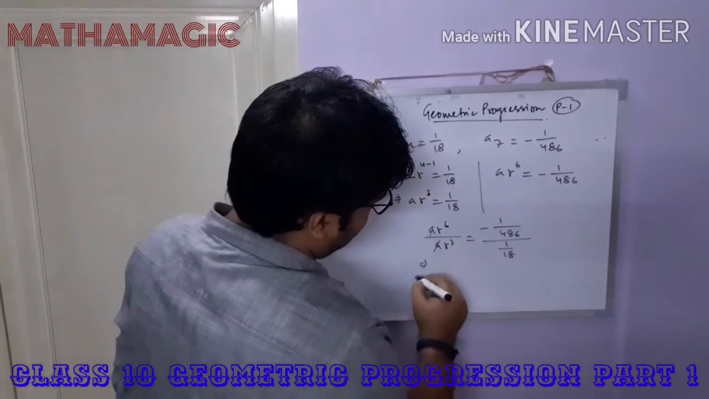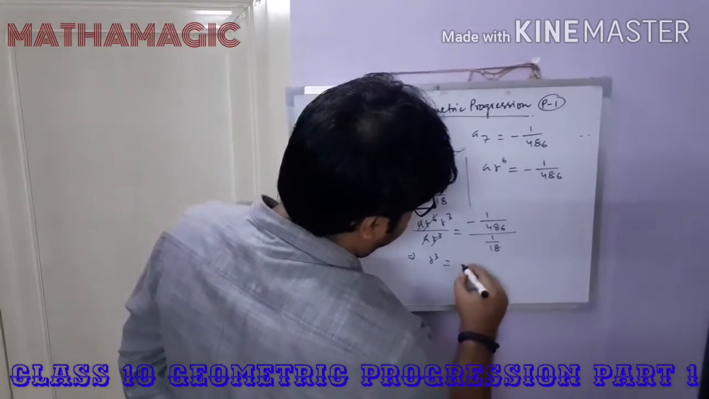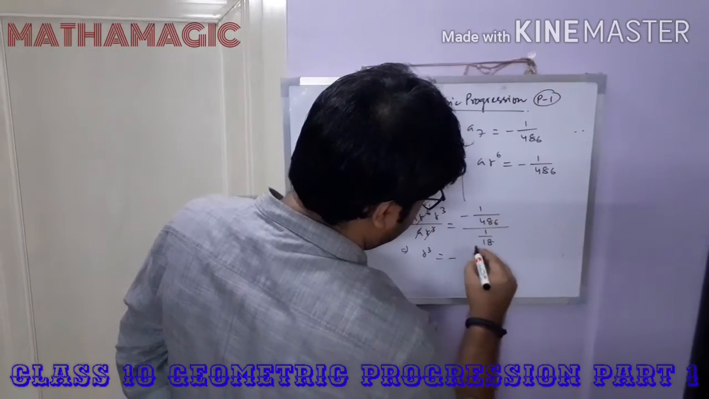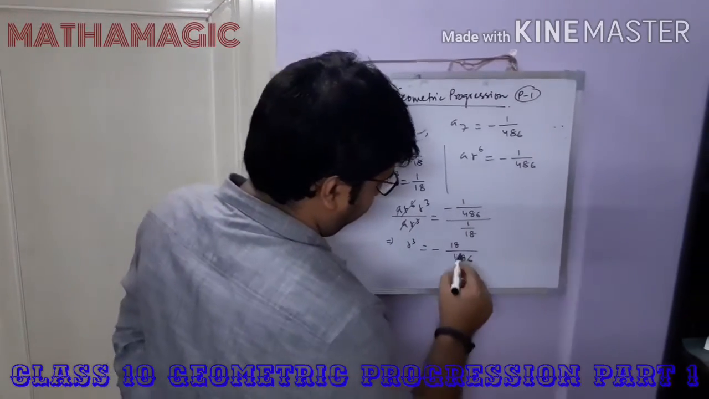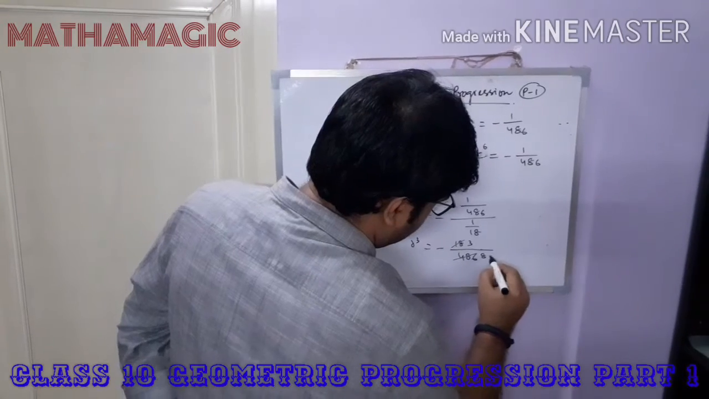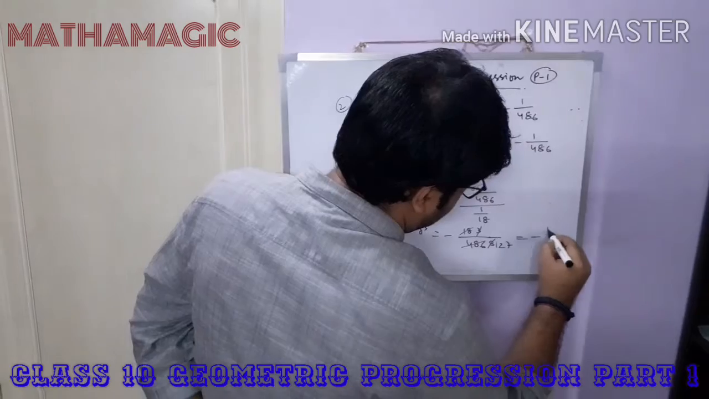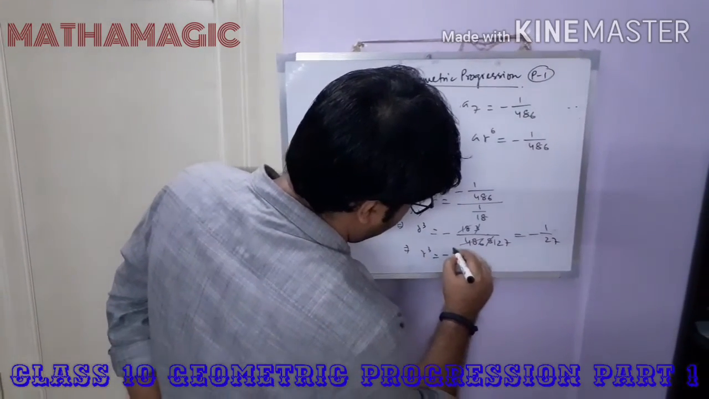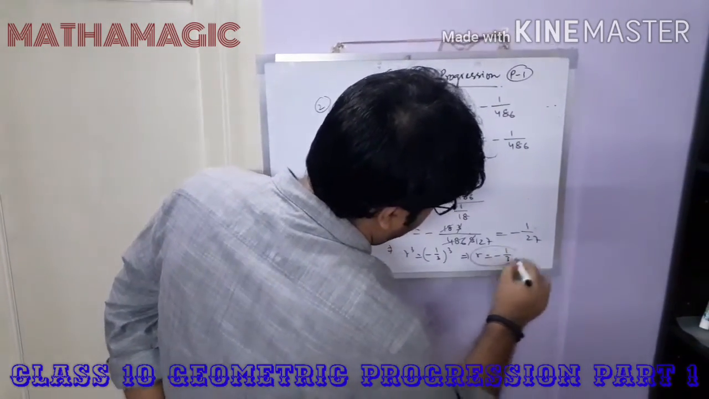So a gets cancelled, r to the power 6 by r cube, that is r cube, equals minus of 1, it will go like this, 18 by 486. So 6 3s are 18, 6 81s are 486, so 1 by 27. So it will be minus 1 by 27. Now r cube is equal to minus 1 by 27, that is equal to minus 1 by 3 whole cube. So r will become equal to minus 1 by 3.